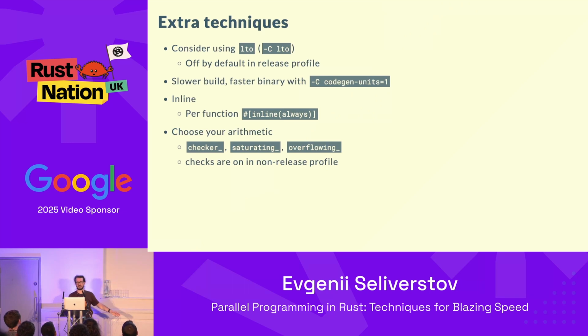If you have some code which is on the hot path, where you move all the parameters between stack frames, you will benefit from using inline always. It's per function, yeah? So you need to isolate your function.